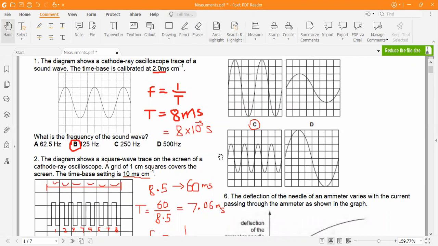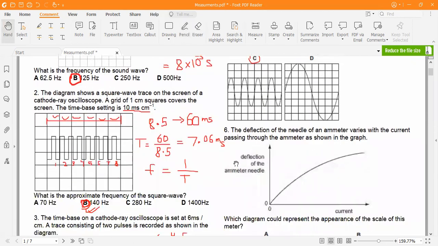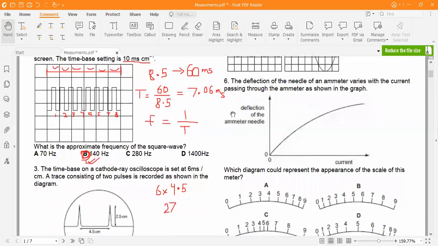So basically there are more waves. Exactly. Perfect. Absolutely correct. So this is the next one.